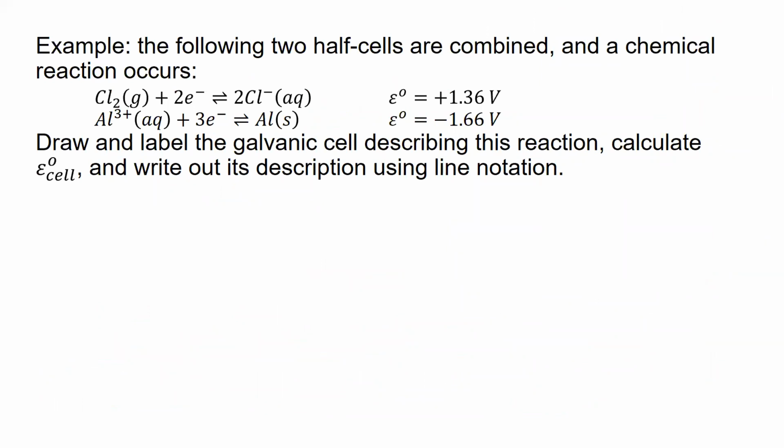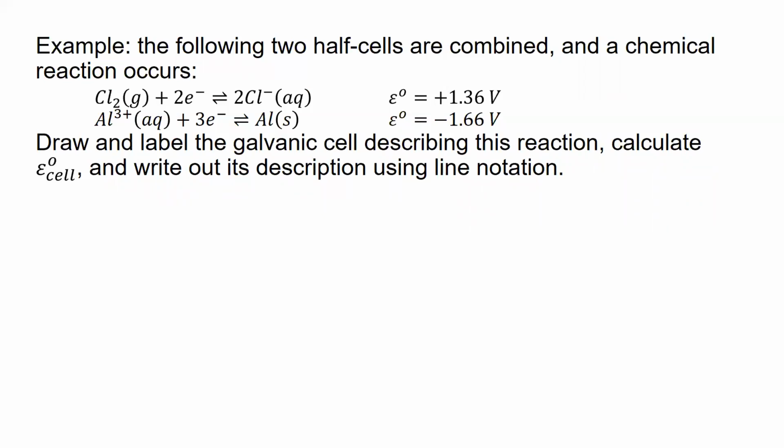So if we want to look at an electrochemical cell, based on different pieces of information, we should be able to go in either direction. If we're given line notation, we should be able to draw the cell. If we're given a cell, we should be able to draw a line notation and calculate the potential of the cell.